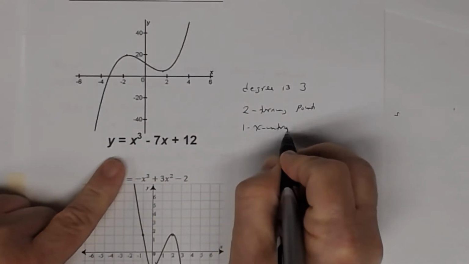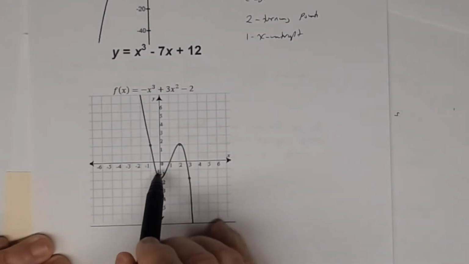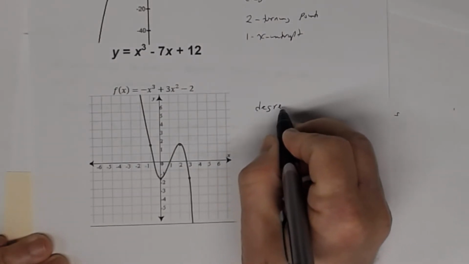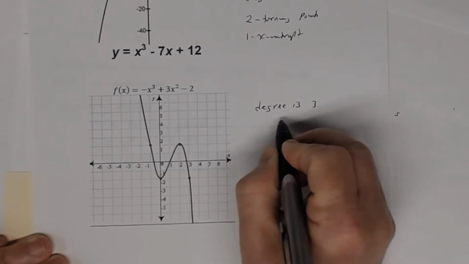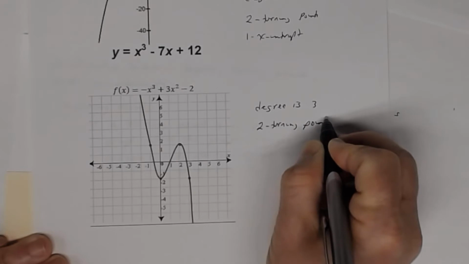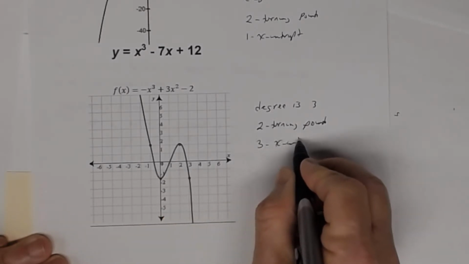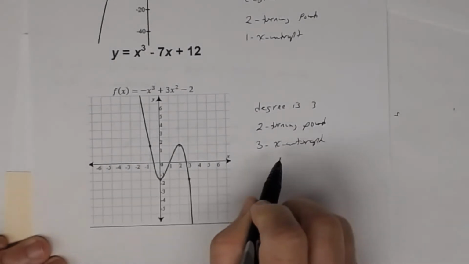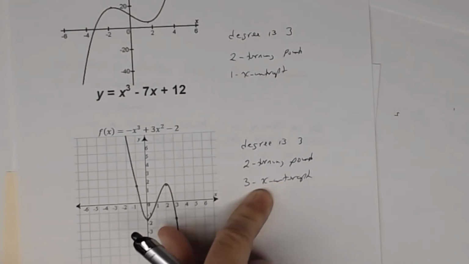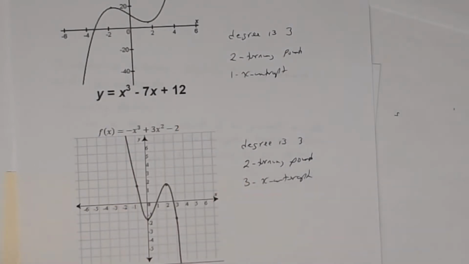Now over here, for this cubic function, the degree is 3. There are 2 turning points and 1, 2, 3 x-intercepts, right? So notice in this example, there was only one x-intercept, and in this example, there were three. And in both cases, there were two turning points.